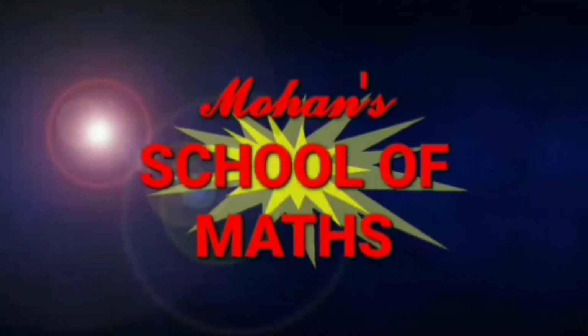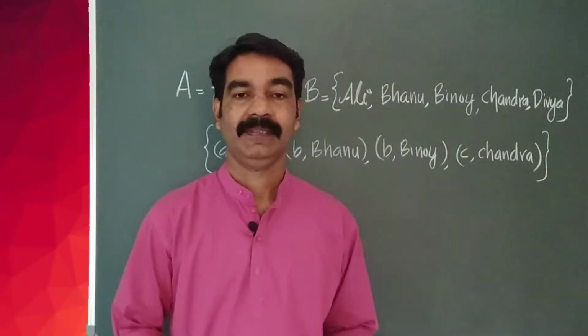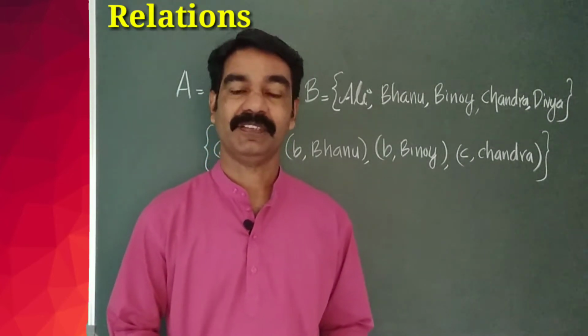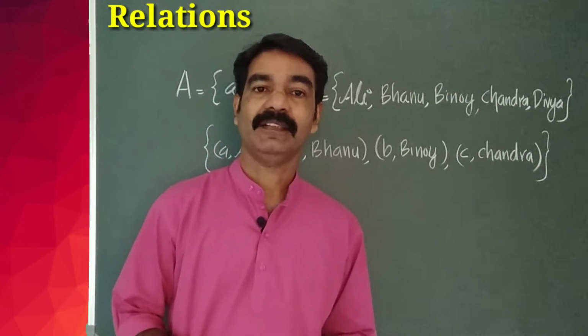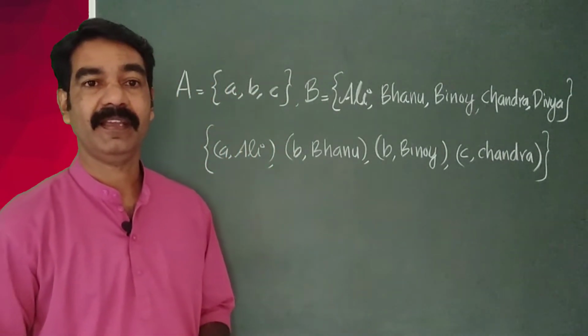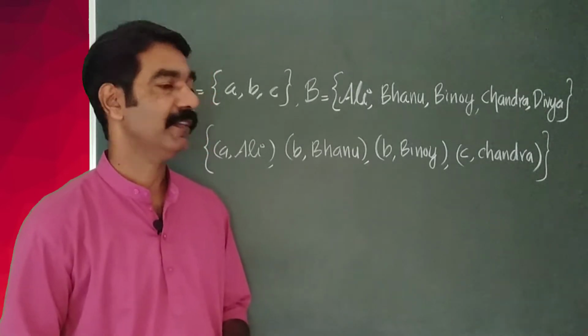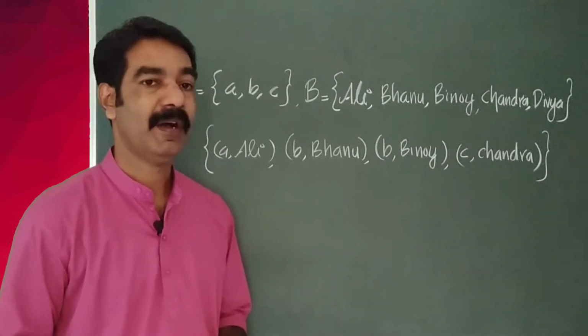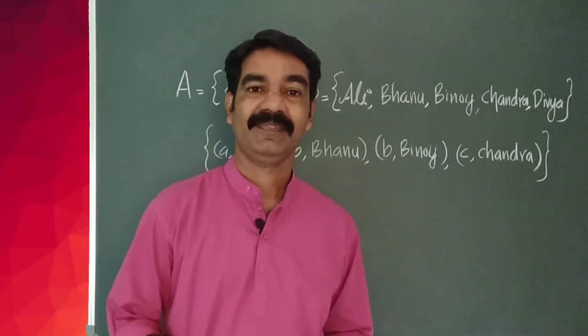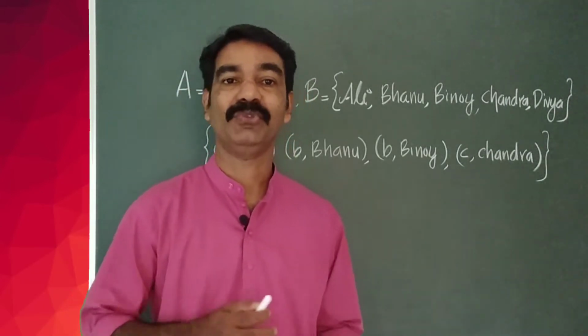It's me Mohan. So welcome back. So our heading is relations. We consider two sets. See, let A is equal to set A, B, C and B is equal to set Ali, Banu, Binoy, Chandra and what? Divya. Okay, we are considering two sets.